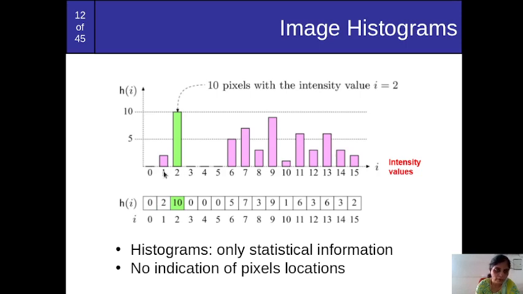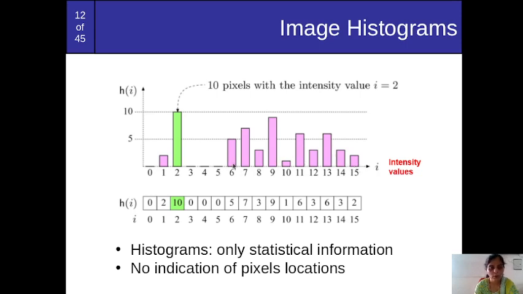Intensity value equal to 1, there are 2 pixels. So 2 pixels are available in this range. Intensity value equal to 2, there are 10 pixels. Intensity value 2, 10 pixels are having the same value in the image. Similarly, 3, 4, 5 have no pixels present corresponding to these intensity values, and so on.